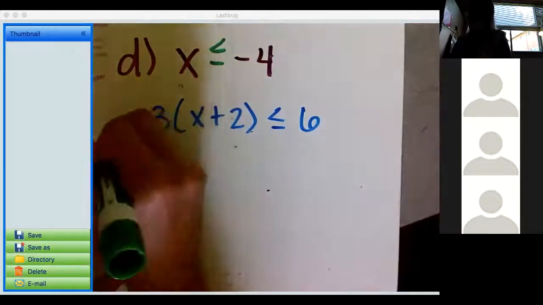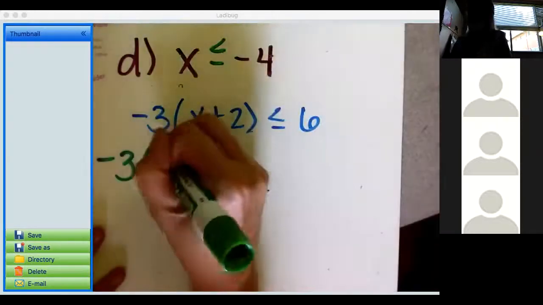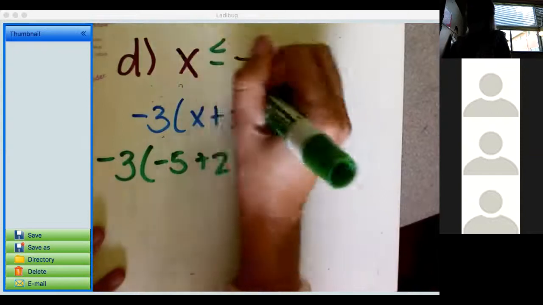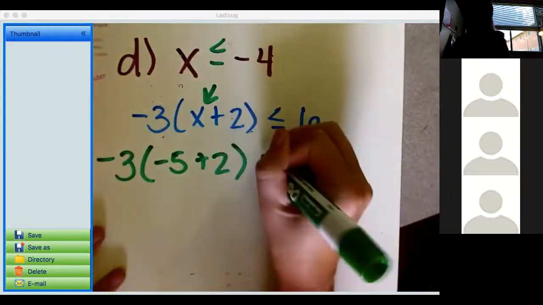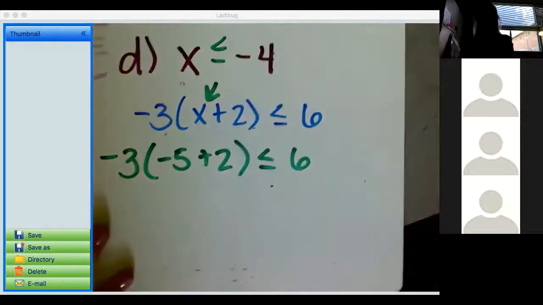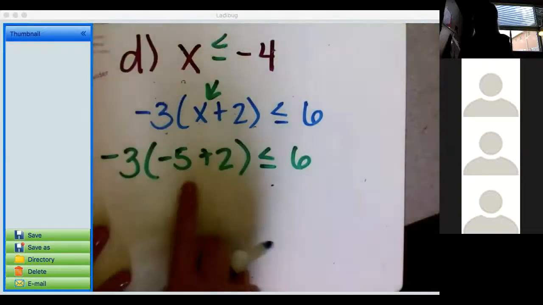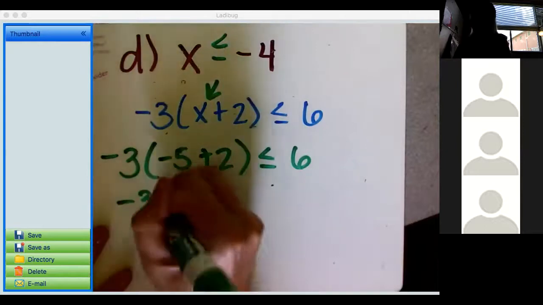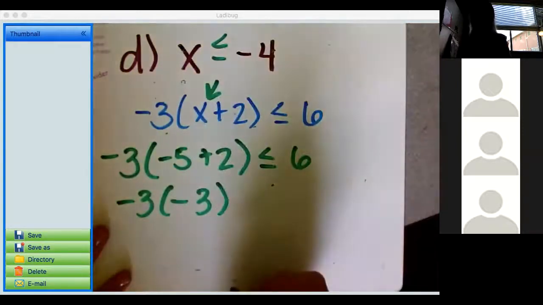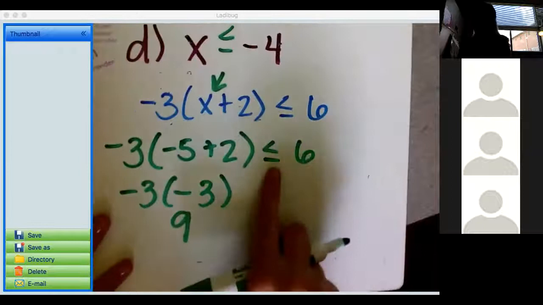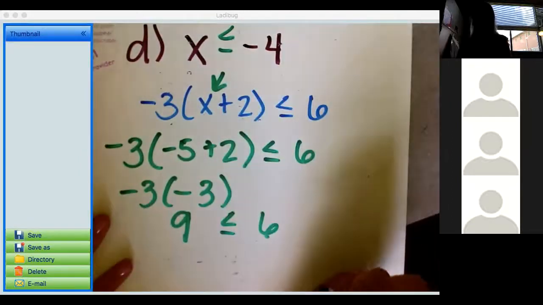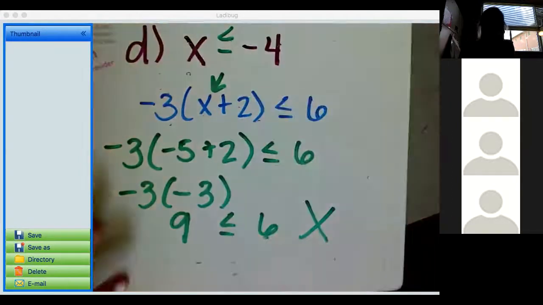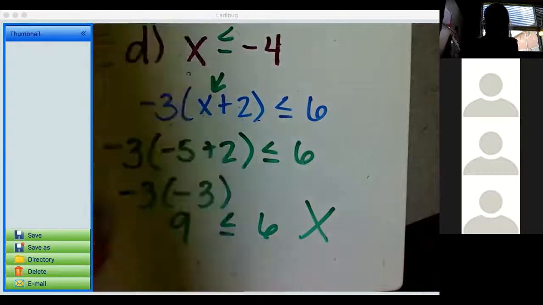-5, sure. So -3(-5) + 2, because I'm putting it in for x. We're trying to see if that's less than or equal to 6. What's -5 plus 2? -3. So what is -3 times -3? Is 9 less than or equal to 6? So if you checked it this way, you would have caught that you forgot to flip your sign.